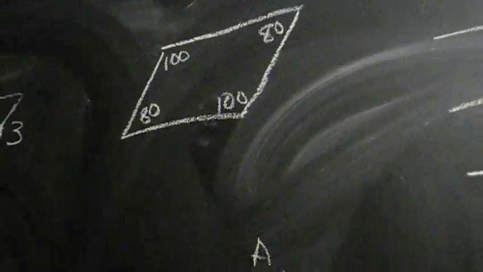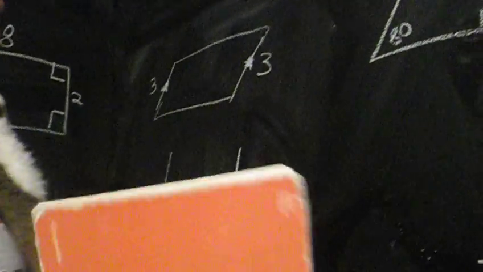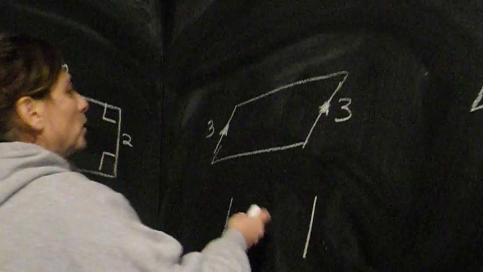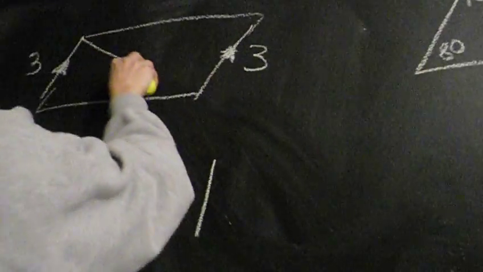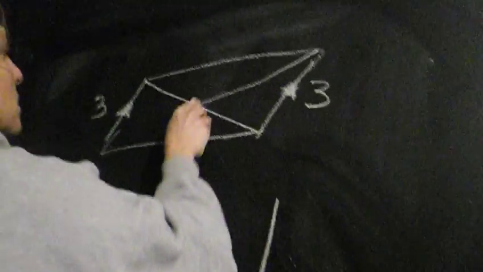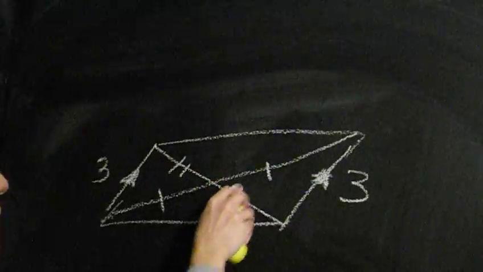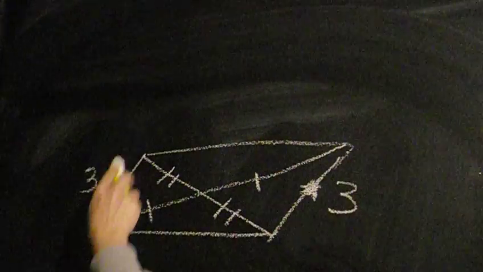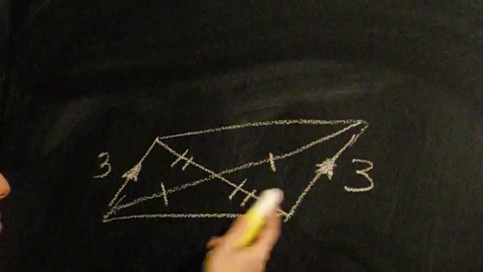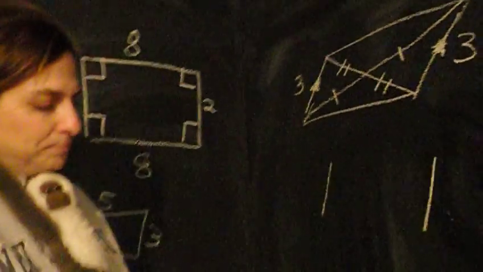Theorem 4.7 says if the diagonals of a quadrilateral bisect each other, then the quadrilateral is a parallelogram. So let's just take this quadrilateral. Even though I already showed you here that they're parallel, let's say these two things bisect each other and I find out that this is congruent to this and that is congruent to that. If that's the case, then that becomes a parallelogram. Okay, so that's theorem 4.7.